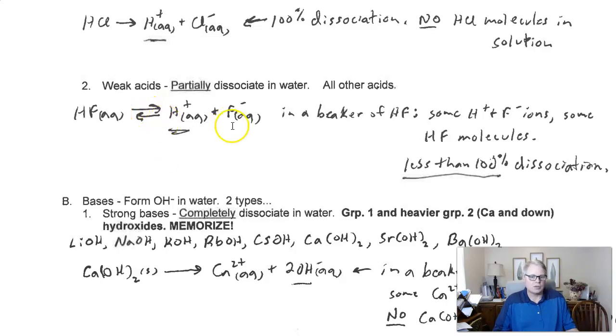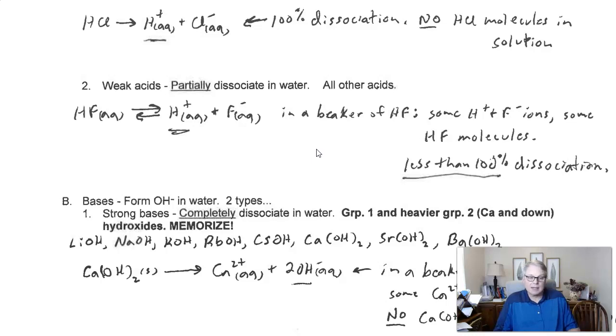All right? But partial. So what that means is if I were able to look inside a beaker of hydrofluoric acid, what would I see? Well, I'd see a lot of water molecules because it's mixed up in water. I'd see some H plus and some F minus floating around. Right? But I would also see some undissociated HF floating around in there as well. So less than 100% of dissociation. I would see some of this, and some of that all in the same beaker. And that's what makes it a weak acid.